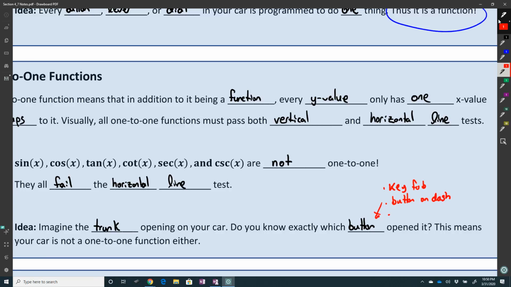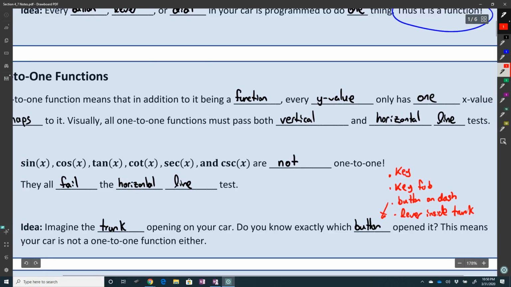What else? The lever inside the trunk. And then also you just have your regular key. Someone could have had the key and manually put it inside and opened it. So there's a lot of buttons that open the trunk. So if the trunk opens and you're just sitting in your car, do you know exactly which of the four methods did it? No, because there's four different buttons that do the same thing. So if this is your y value, the trunk opening, there's four x values that do it.